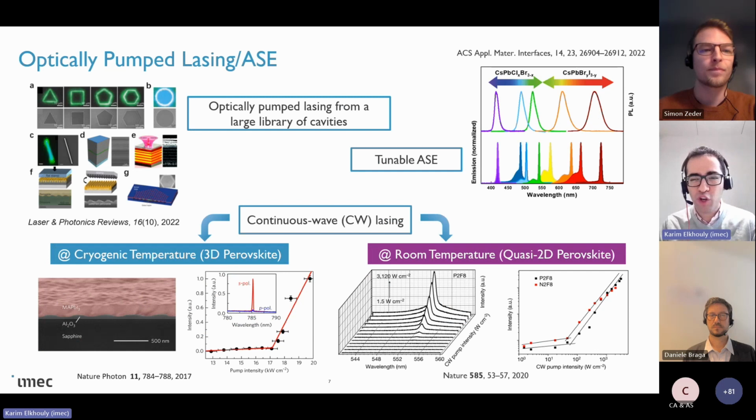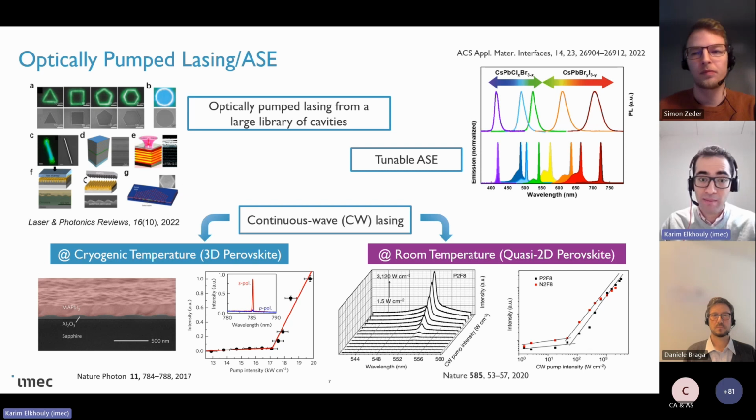So, okay, now let's focus on lasing. You want to make a laser. So basically, we know that lasers require three things. You need a pumping mechanism, in this case, optical or electrical pumping. You need a mirror or a cavity and a gain medium. Our gain medium is perovskites. And it was already demonstrated from a large library of cavities that optically pumped lasing can be achieved. And as I said, due to the chemical versatility of perovskites, this can be achieved in a wide wavelength range, from blue up to near IR with relative ease, in fact.